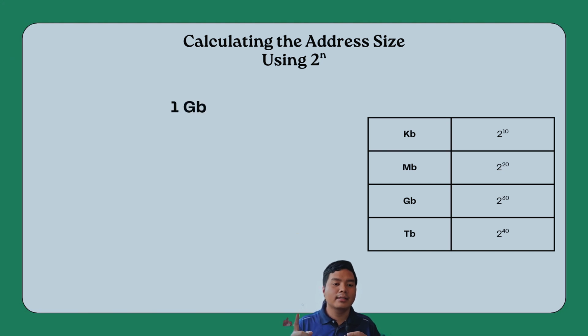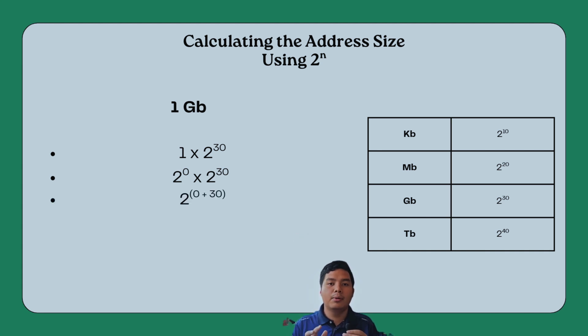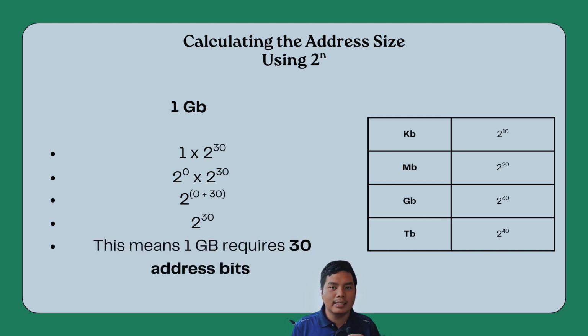Next, for 1 gigabyte, since it is in gigabytes, we will multiply it with the 2 power of 30 as we can see in the table. So, the calculation will be 1 multiplied by 2 power of 30. Then, we need to change the 1 to the 2 power of n. So, we will get 2 power of 0. We add both of the power and we will get 2 power of 30. This means that 1 gigabyte requires 30 address bits.